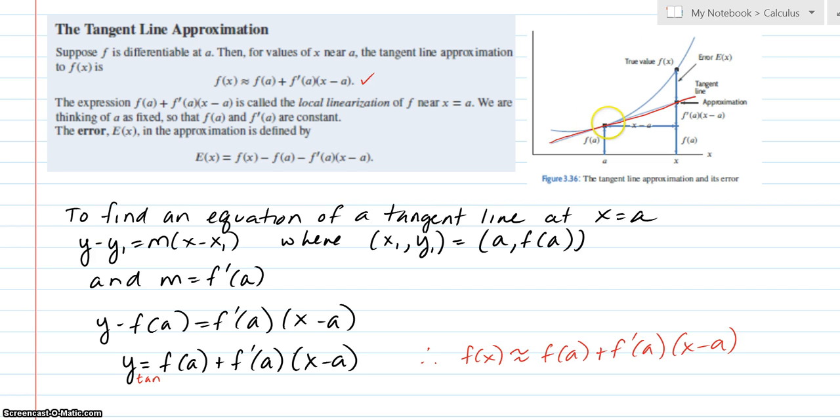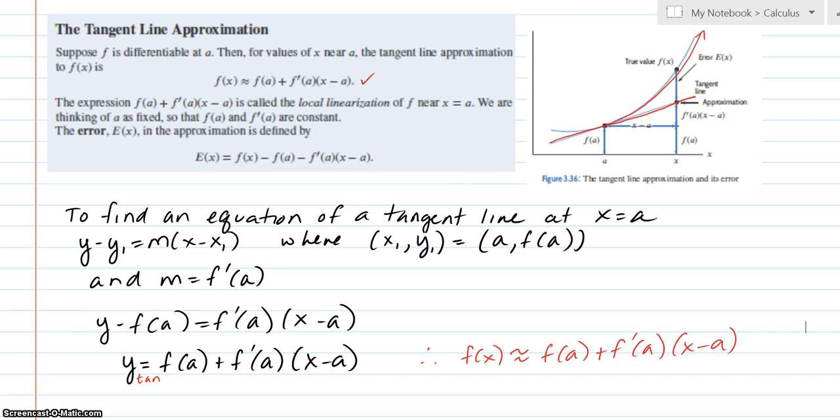Here's the actual f. Now, when you go farther away, you can see that there is an error, and it gets farther and farther away from the true value, depending on the concavity. The error function, call it e of x, is defined as this distance right here. It is, for each point, the actual f of x value minus that tangent line approximation. So that's all that is here.